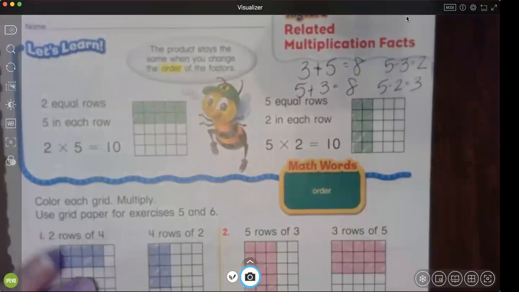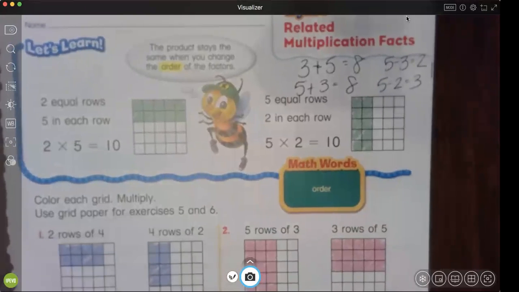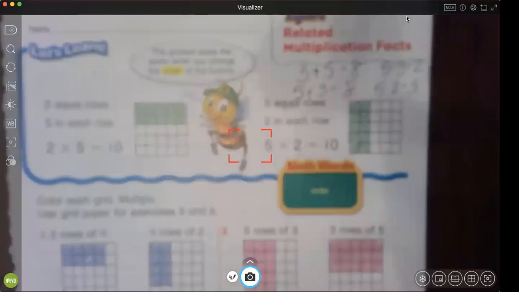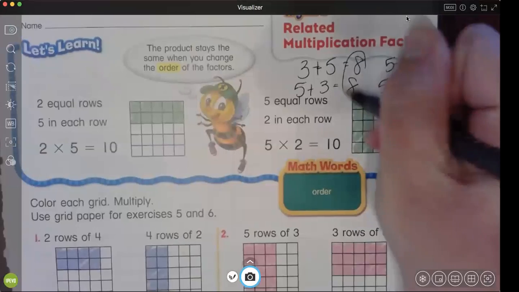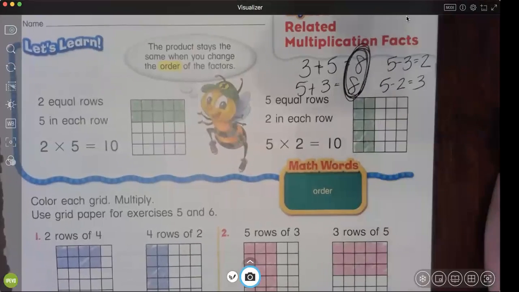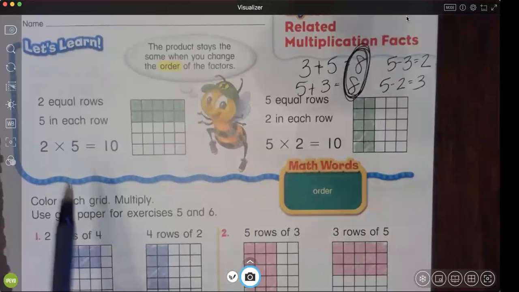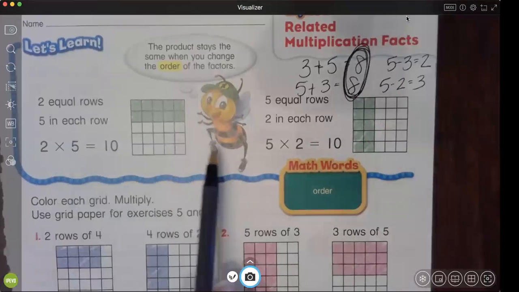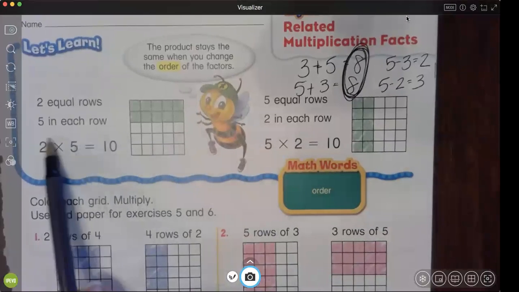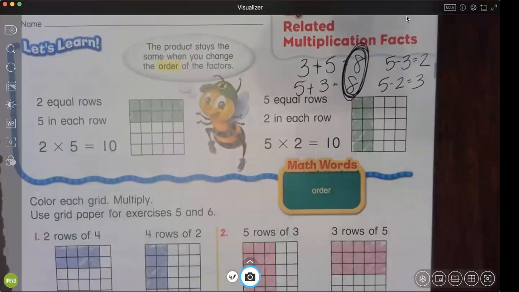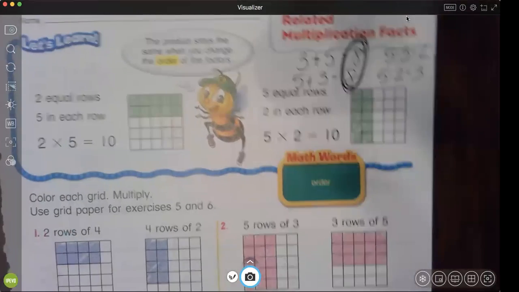And I think you guys will do really well with this. Okay? So our B friend here says the product, which if you remember right, the product is the answer to a multiplication problem, stays the same when you change the order of the factors. So with addition, our answer, our sum, stays the same, okay? Now, 2 times 5 equals 10, but 5 times 2 also equals 10. So the order of the two factors does not matter. You're going to get the same answer, okay? So that's all we're doing for this lesson.